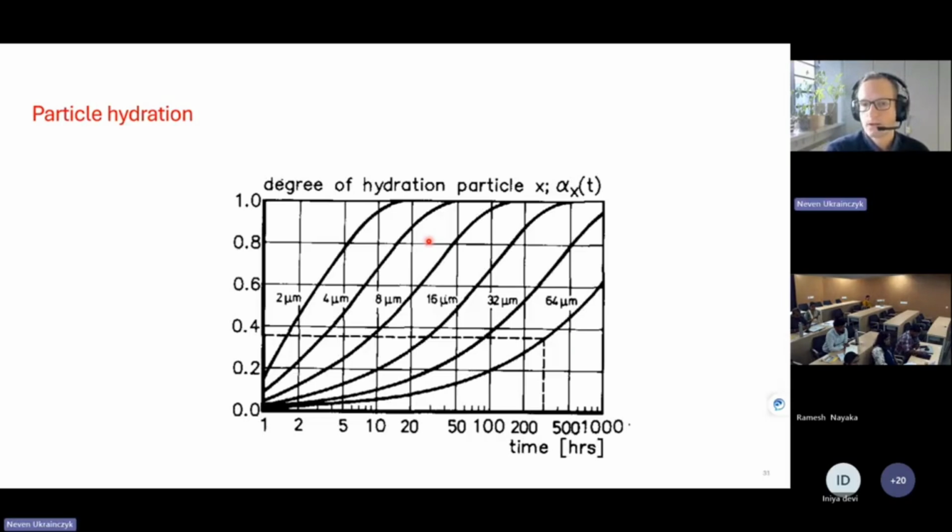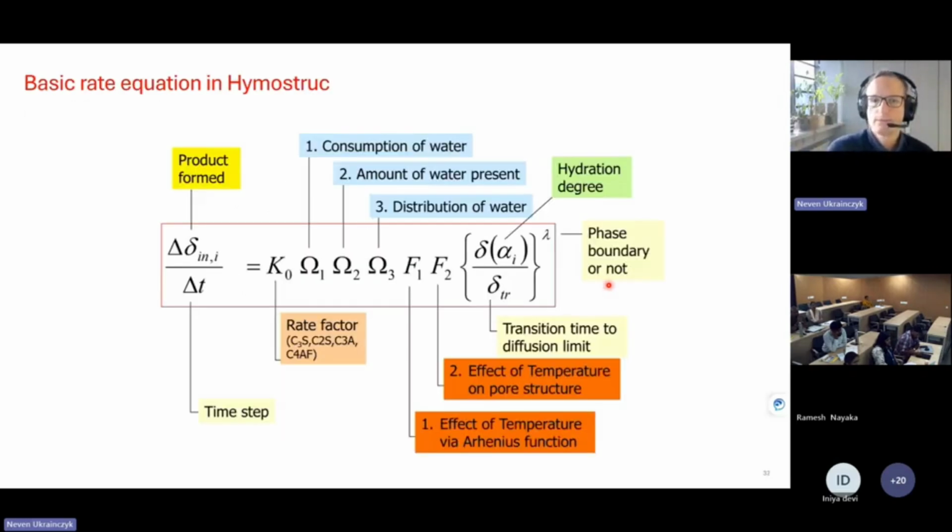And then if you calculate, you will see that each particle has its own fraction. You can calculate the degree of hydration. For example, particles which are only 2 micrometers react and are consumed very fast. In 10 hours, you consume all the small particles, but the degree of reaction of the bigger ones is smaller because of the sphere effect, and also the diffusion distance is bigger. So this is the basic rate equation in HYMOSTRUC.